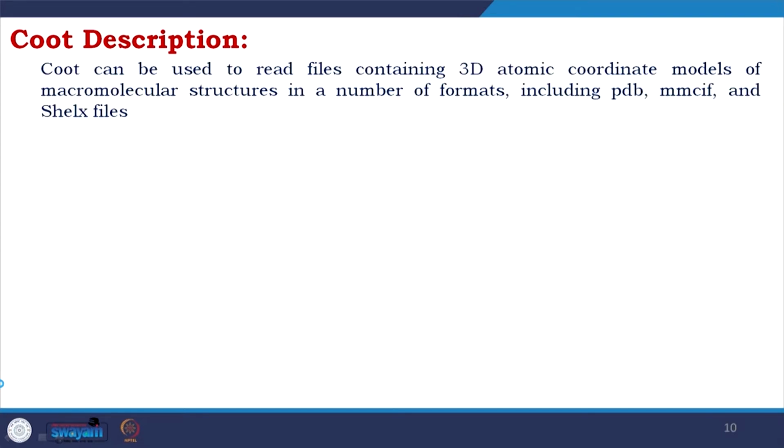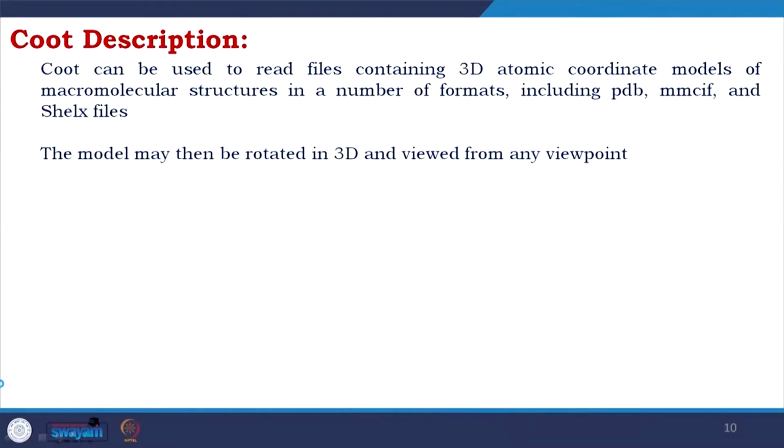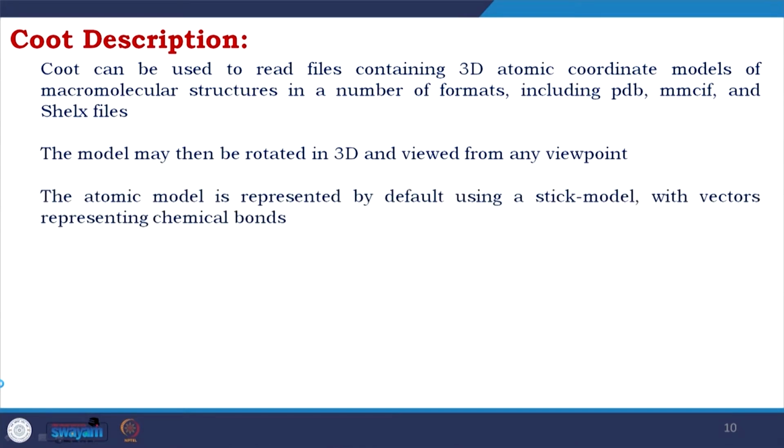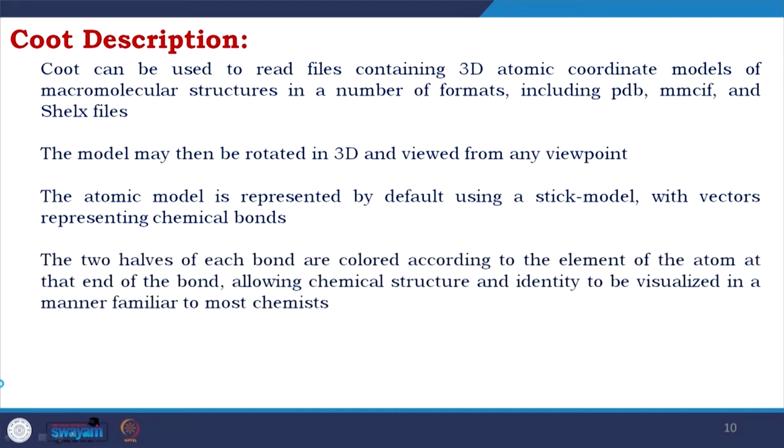COOT can be used to read files containing 3D atomic coordinate models of macromolecular structure in a number of formats, including PDB, which we have talked about in detail, where we went through the format and the coordinates and understood how to use it. mmCIF, again we talked about mmCIF, and SHELX files. Those are readable files in COOT. The model may then be rotated in 3D and viewed from any viewpoint. The atomic model is represented by default using a stick model with vectors representing chemical bonds. I will show you them at the time of demonstration.